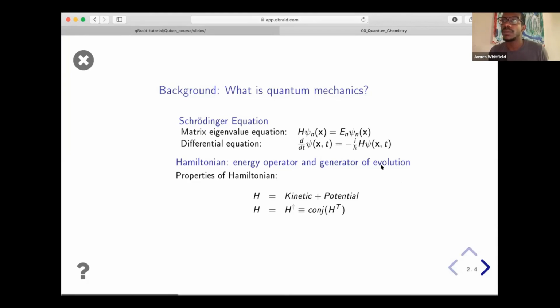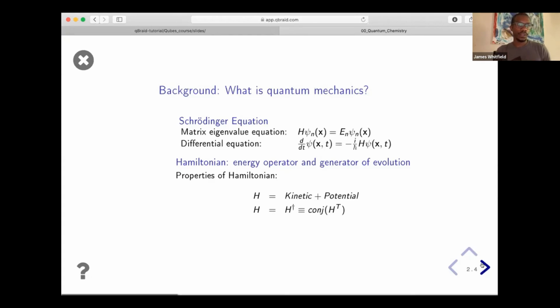Aren't they quantized energy levels? Yes, that's absolutely correct. What you said in your question is correct.